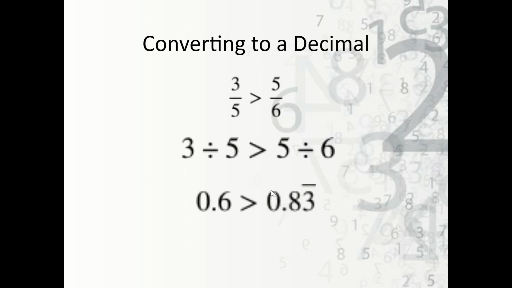Next, we can convert to a decimal. So we have 3 divided by 5, which is 0.6, and 5 divided by 6, which is 0.83 repeating, which we can see that this number is greater.